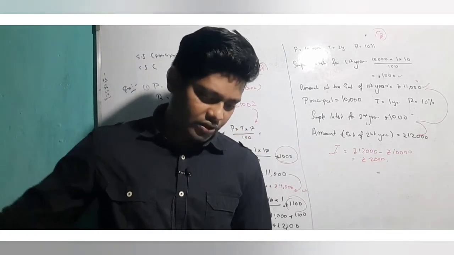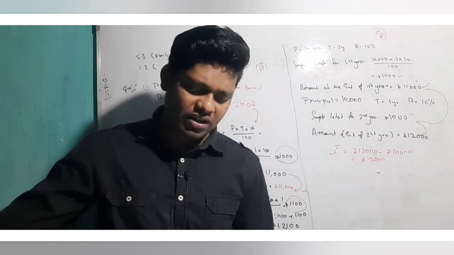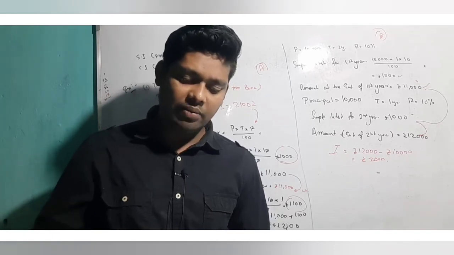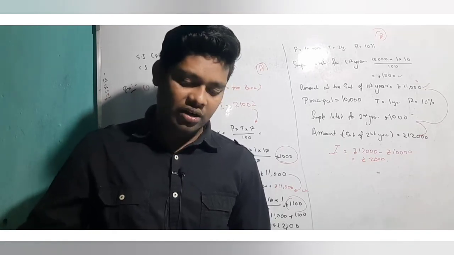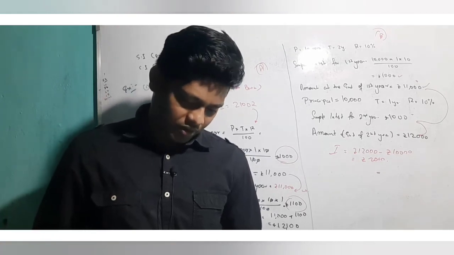Okay, next. Calculate the compound interest on rupees 8,000 for 2 years, at 5% per annum. Simple question. Principal is there, time is there, rate is there. You have to find out the compound interest. Simple, na? Simple sum. Okay. Next one.